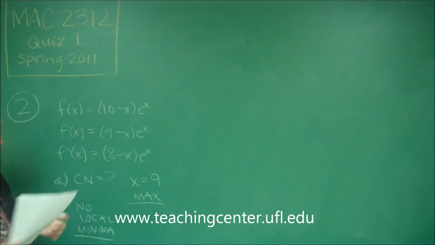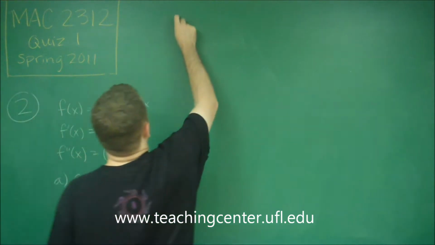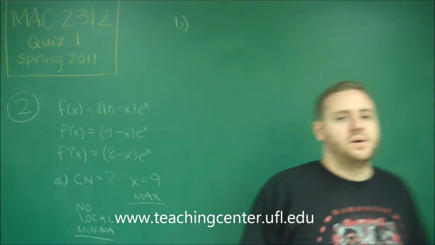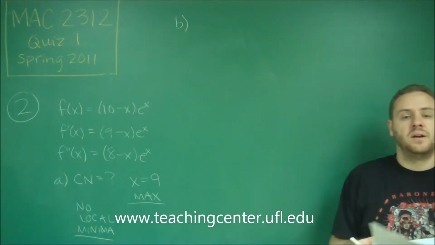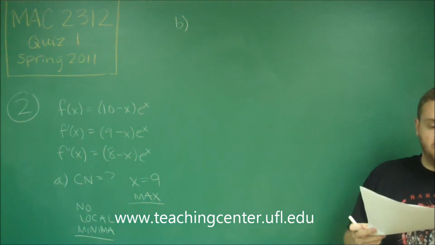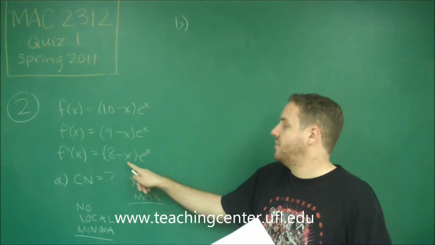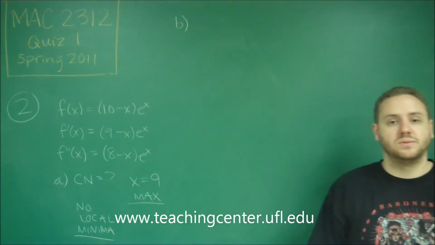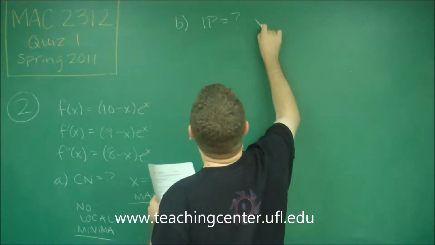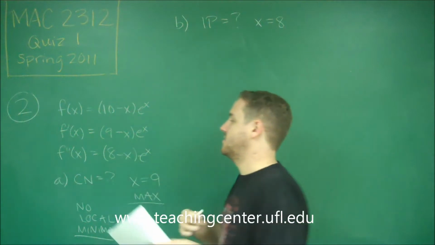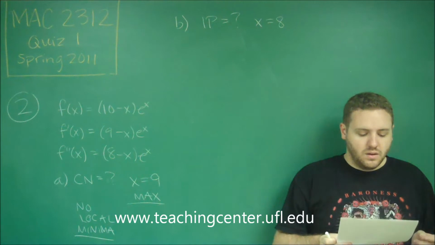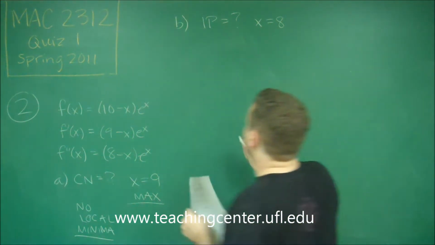Okay, so part B, that was part A here. Part B asks about inflection points. So the inflection points are where your second derivative is either 0 or undefined, changes sign. That's defined on the function. In this case, it's quite obvious that we only have the number x equals 8. So inflection points, we have x equals 8. That makes our second derivative 0. It changes sign there.